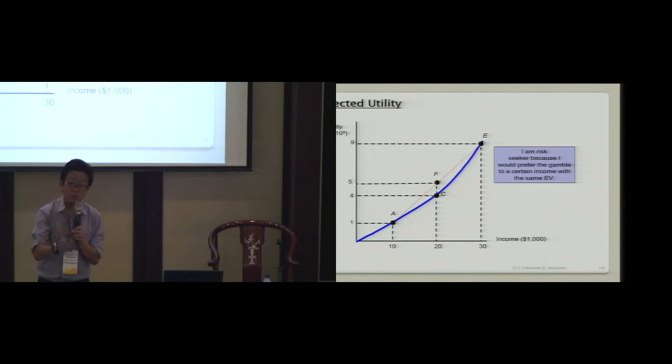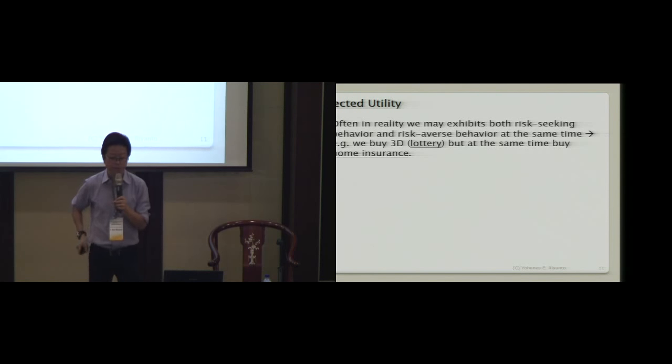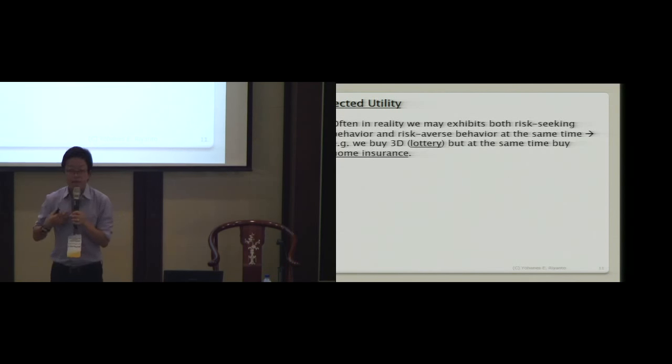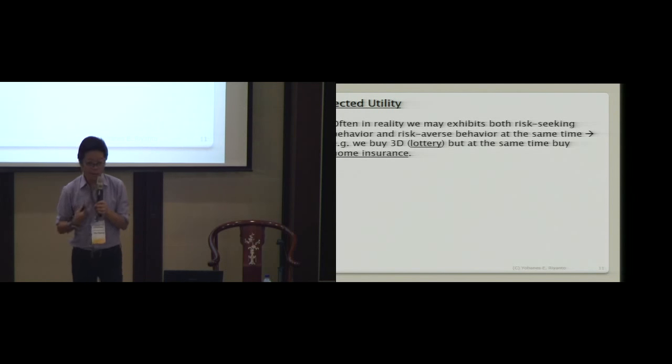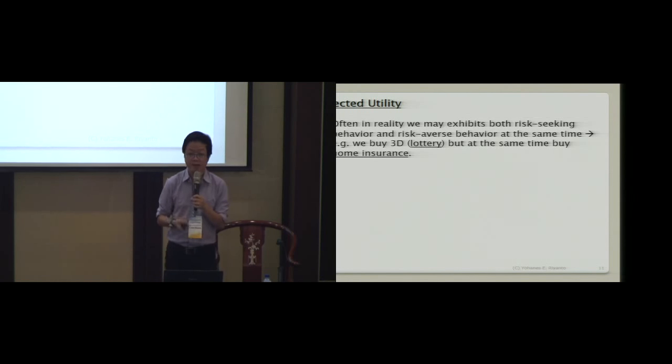So in reality, it's not as straightforward as that. We are not always risk-seeking. We are not always risk-averse. It depends. For example, very often we see that people exhibit both risk-seeking behavior and risk-averse behavior at the same time. For example, I have home insurance, but sometimes I buy 3D lottery. Buying lottery means that I'm willing to take risk. Getting home insurance means I'm worried that something might happen to my home, so I'll buy insurance.